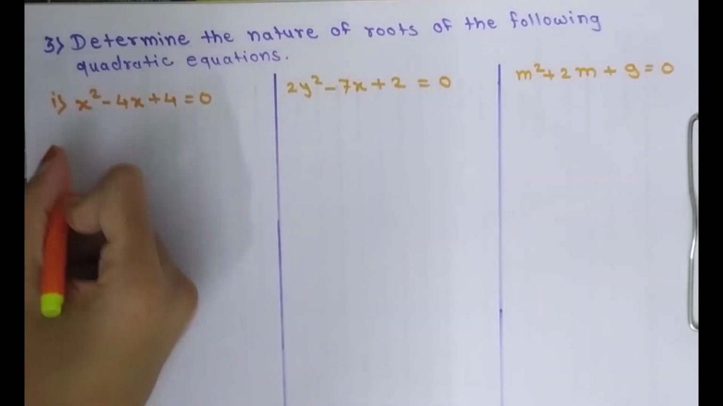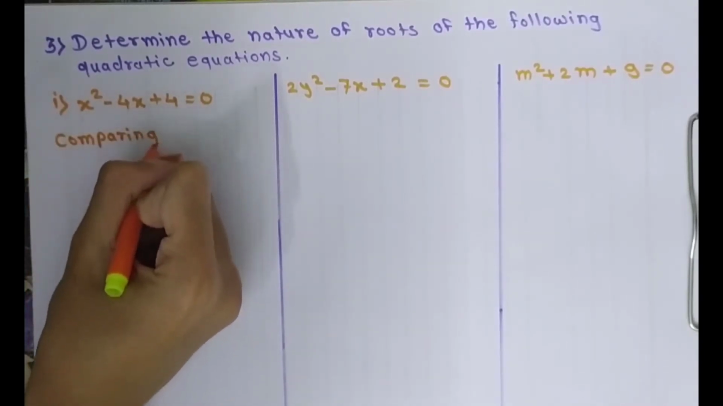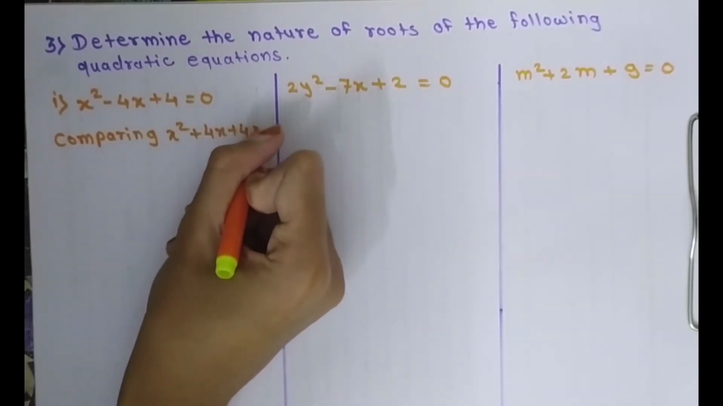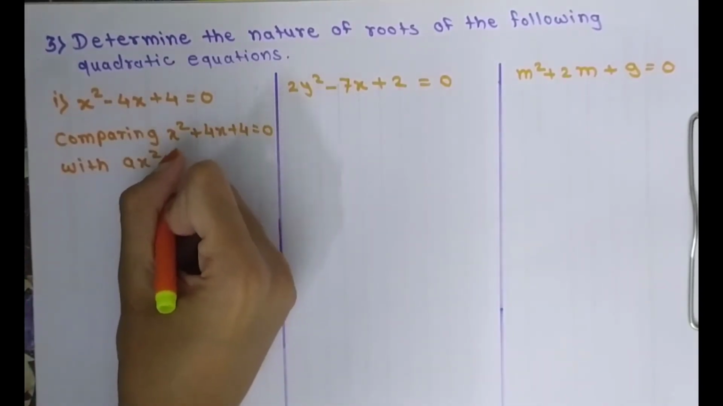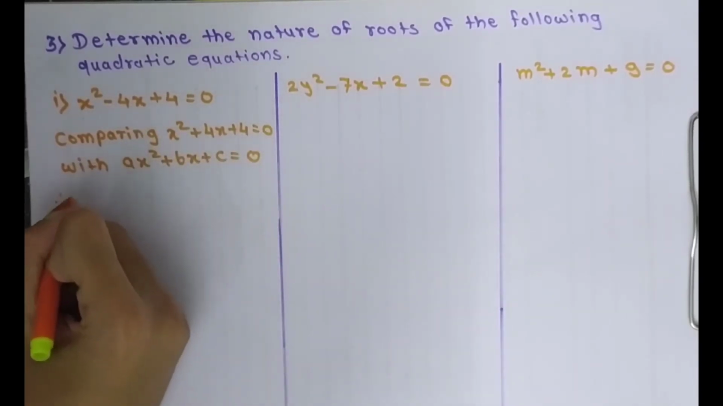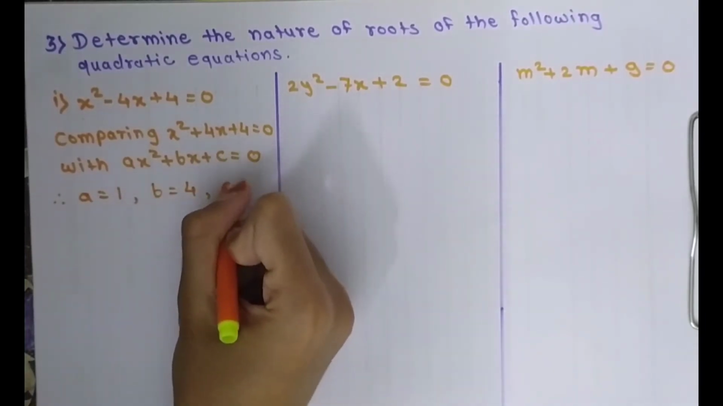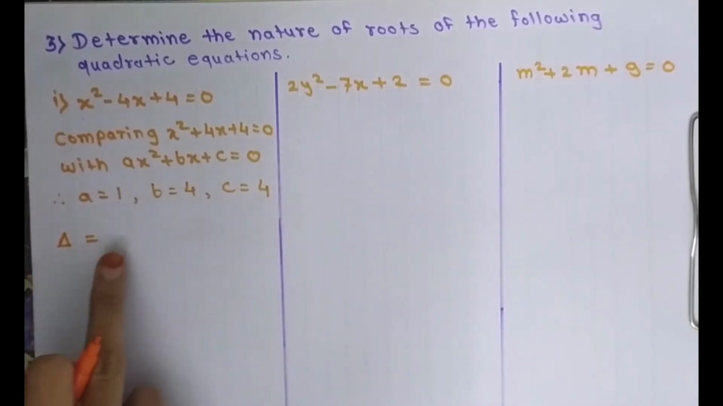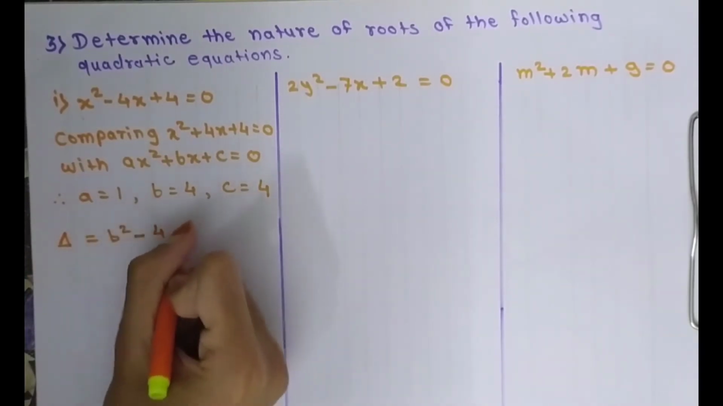So therefore write, comparing x square plus 4x plus 4 is equal to 0 with ax square plus bx plus c is equal to 0. Now, therefore, a is equal to 1, b is equal to 4 and c is equal to 4. So, delta is equal to, that b square minus 4ac we denote by delta. Delta is equal to b square minus 4ac.